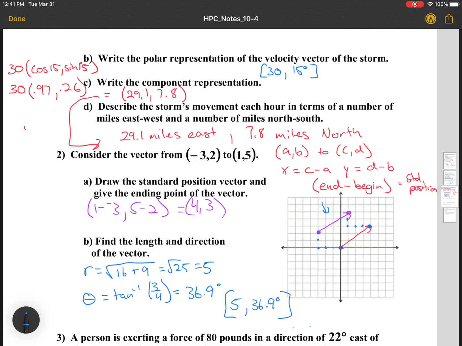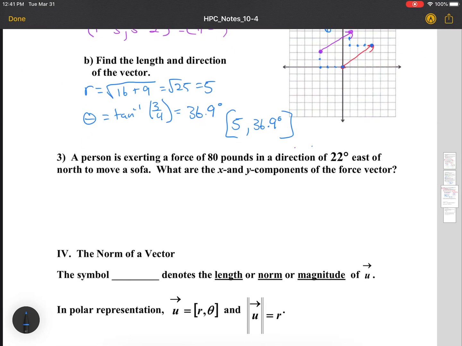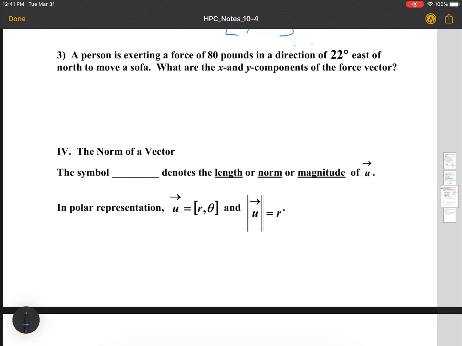Like that. Boom, magnitude and direction. Okay, moving down to number 3. A person is exerting a force of 80 pounds in a direction of 22 degrees east of north. East of north. Pay attention to that. What are the x and y components of the vector? So they want our final answer to be in rectangular form.